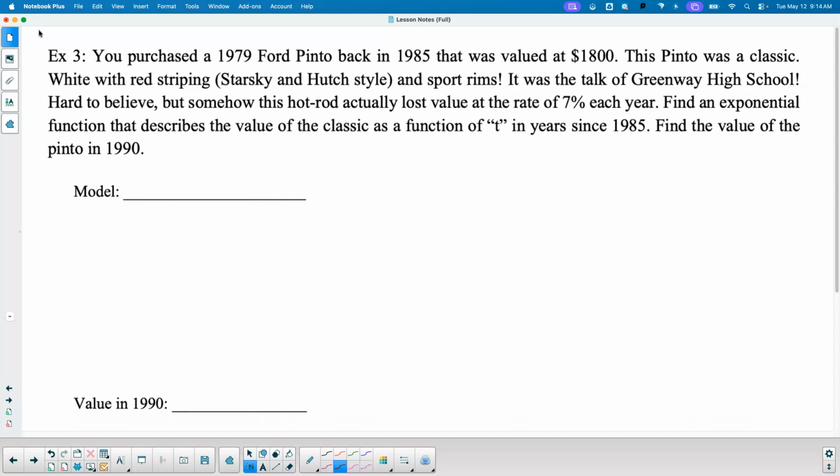Hard to believe, but somehow this hot rod actually lost value at the rate of 7% each year. Find an exponential function that describes the value of this classic in terms of t years since 1985. We know that this hot rod was valued at $1,800 in 1985. Is it increasing in value or decreasing in value? So what's my r then?